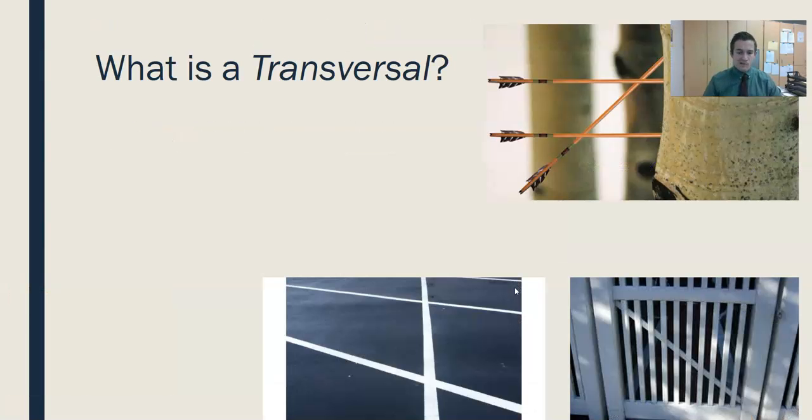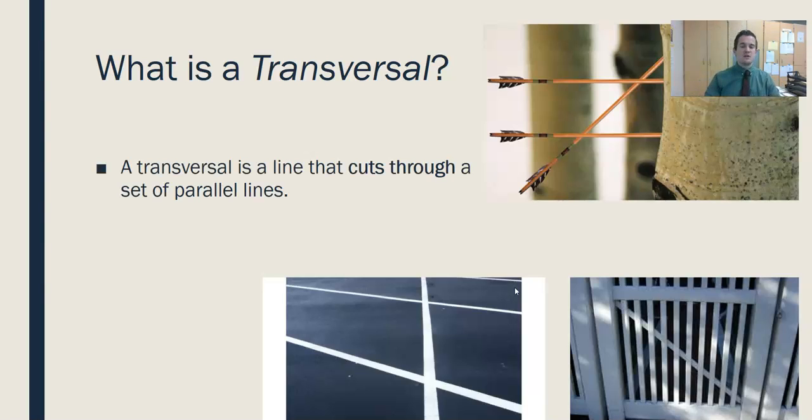Those are parallel lines. A transversal is a line that cuts through a set of parallel lines. So if you've ever been to Walmart or one of those big stores like that and you see those diagonal parking stalls, that big line that goes all the way down the middle of all of those parallel parking stalls, that would be considered a transversal. I have this front gate that's held up by this transversal that's bracing all these parallel lines. I have these arrows in a tree with another arrow cutting through. Those are all transversals, a line that cuts through a set of parallel lines.